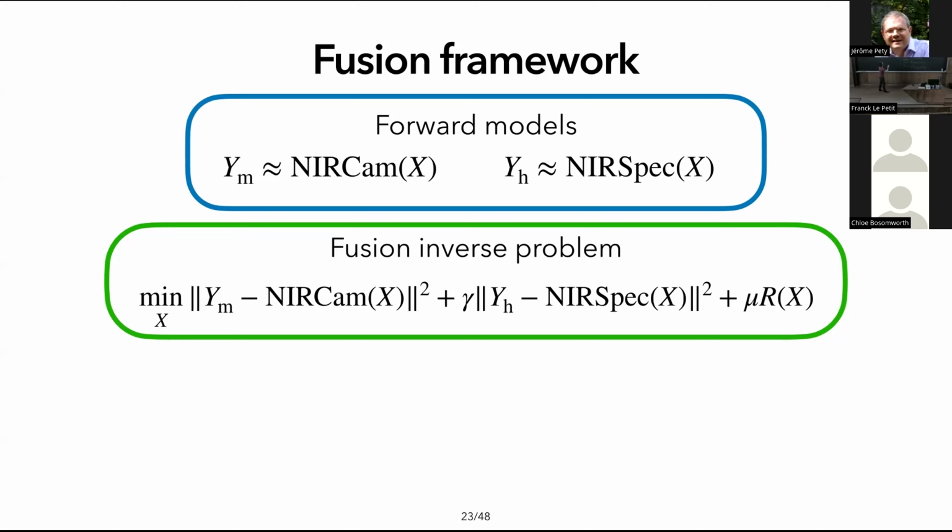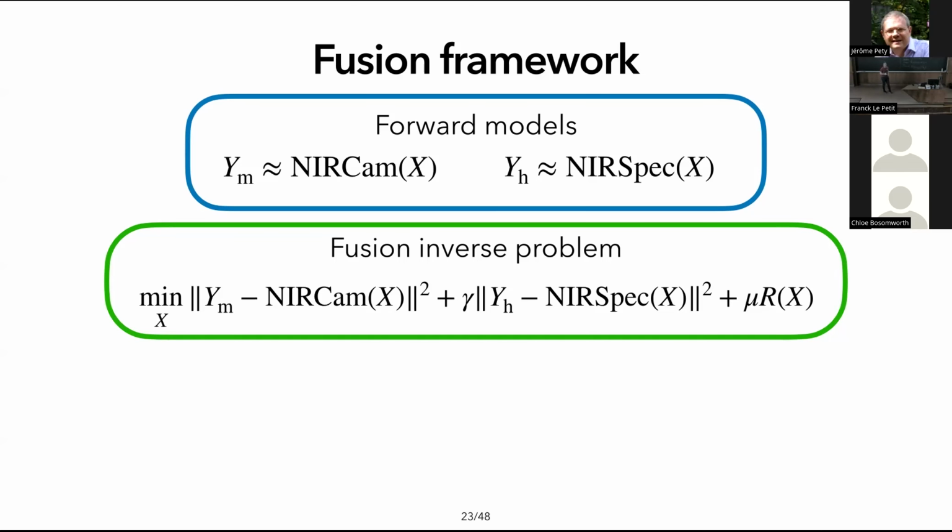The same goes for the second term. If we observe the scene X we search for with our model of NIRSpec, we should be close to our real observation YH. And then the third term is a regularization term. This is a bit more complicated. If we don't add this term, we could have an ill-posed problem that could have an infinite number of solutions. So we need to regularize it, and that's why it is here.